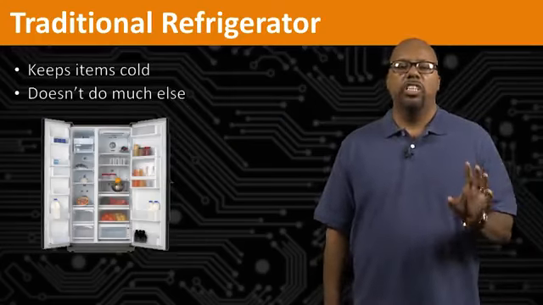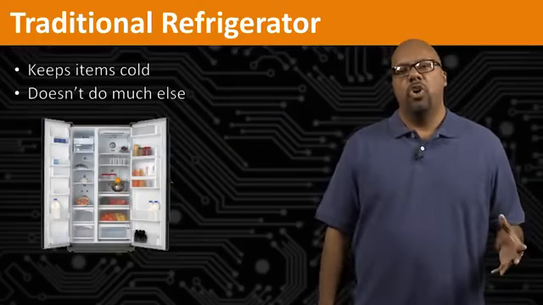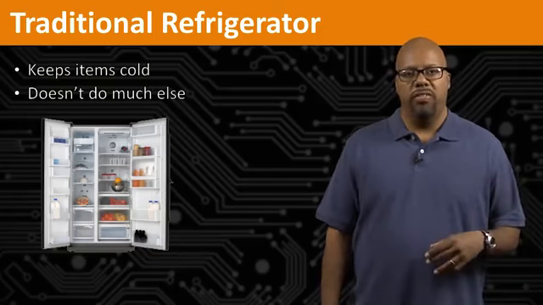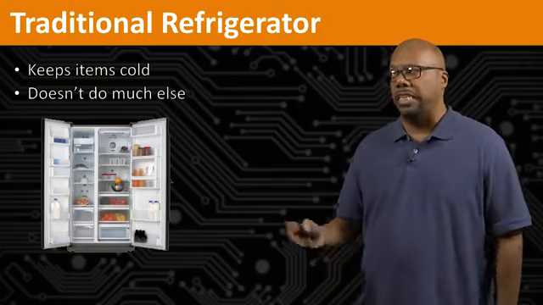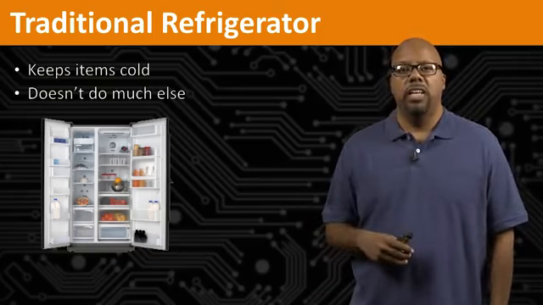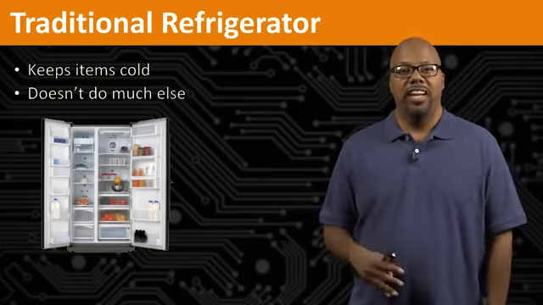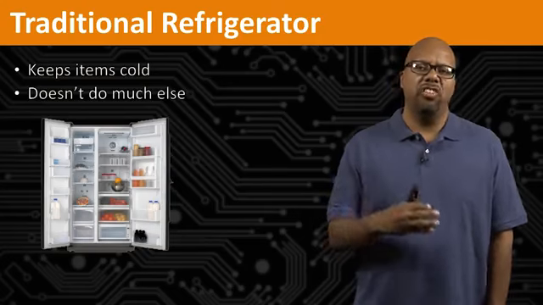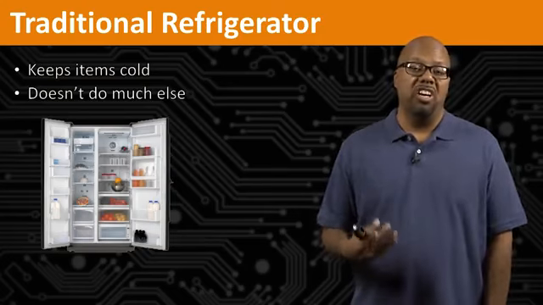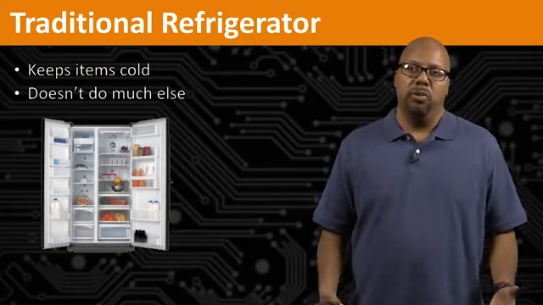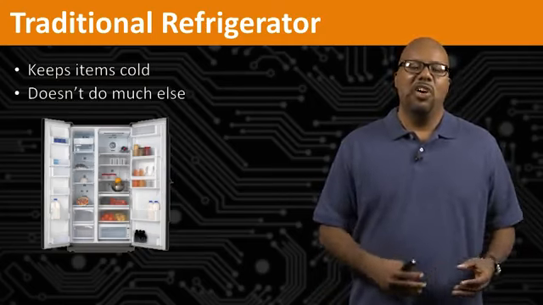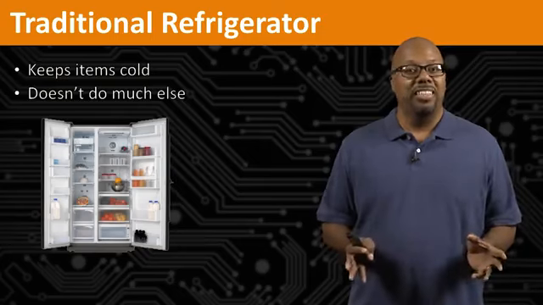So, a traditional refrigerator keeps items cold, right? This is a non-Internet of Things device. Keeps items cold, you put things in it, food, whatever it is. Real simple interface, right? And everybody knows how to use it, and decades ago, it was the same interface. 100 years ago, you had a refrigerator that looked basically the same thing.